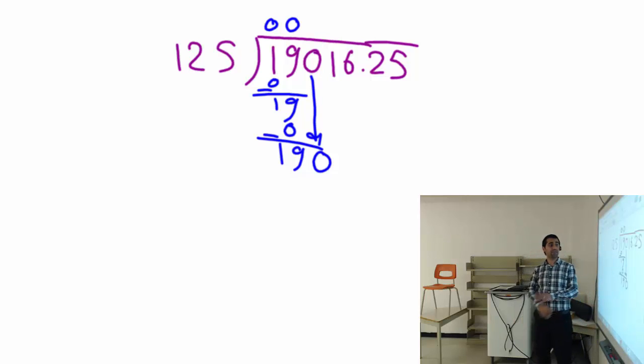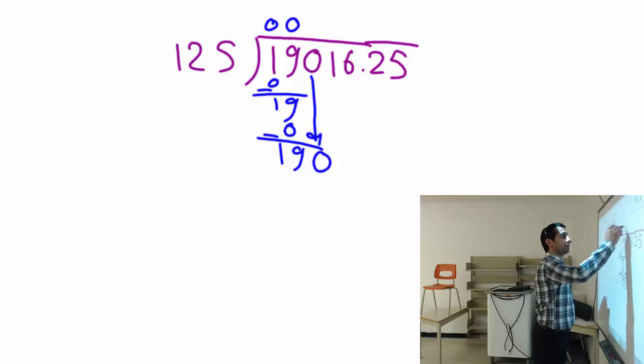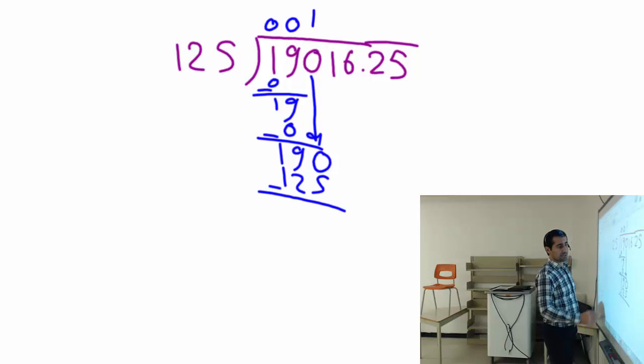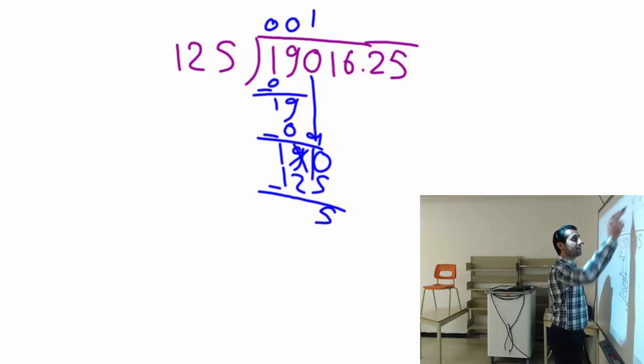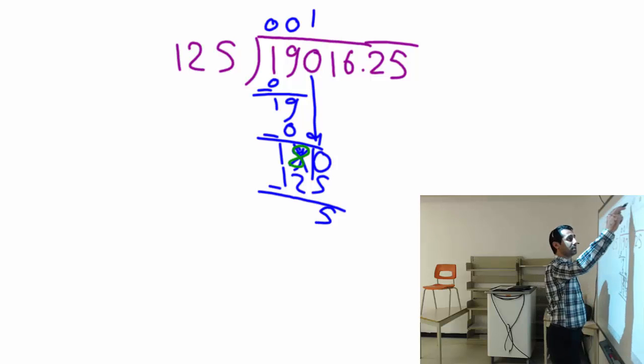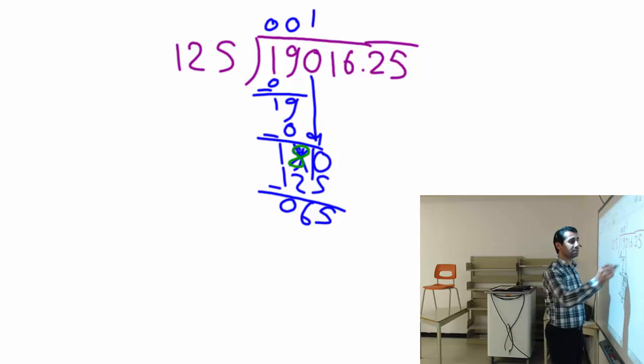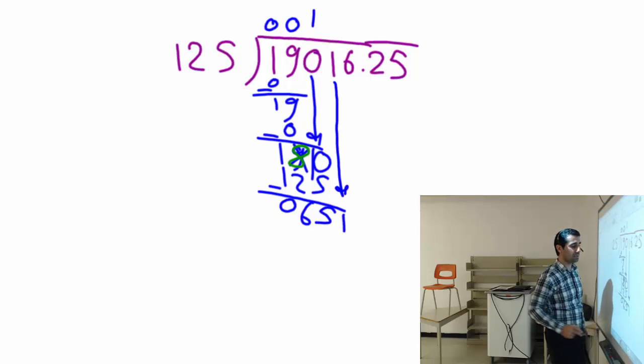190. Yes, we have some 125 there. 125 subtract, and that 9 is 8. You get 1. So this is 10. 10 minus 5 is 5. So that is now 8. 8 minus 2 is 6. 1 minus 1 is 0. I got 65 here. So I'm going to bring down the next number, which is 1.